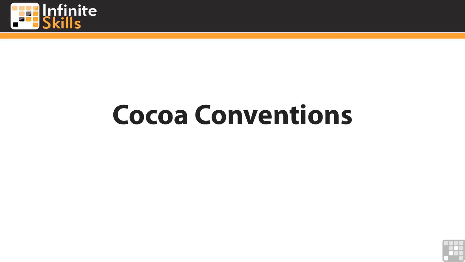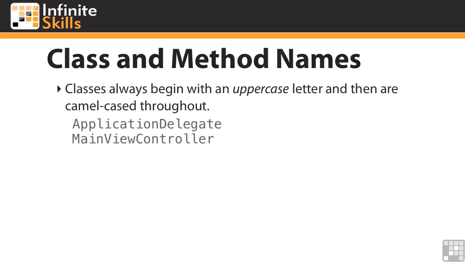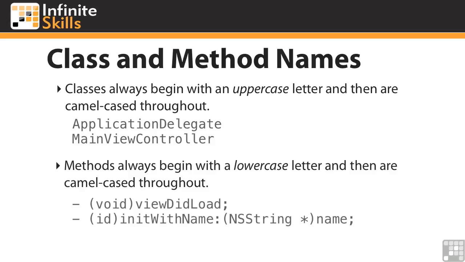Let's look at some general conventions that you should always adopt. Classes always begin with an uppercase letter, and they're camel case throughout. So for instance, we have an application delegate and a main view controller. So be sure to adopt these casing conventions as you're writing new classes. Methods always begin with a lowercase letter, and they're camel case throughout. This may be a convention you already use, but if you're coming from a language like C#, for instance, you may be used to a slightly different convention for methods.